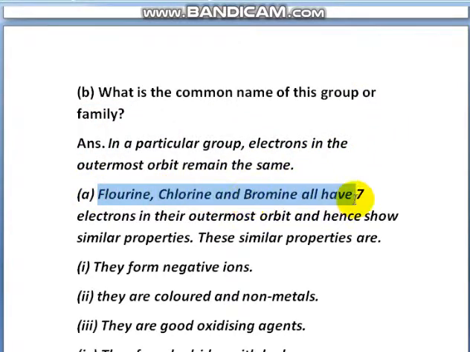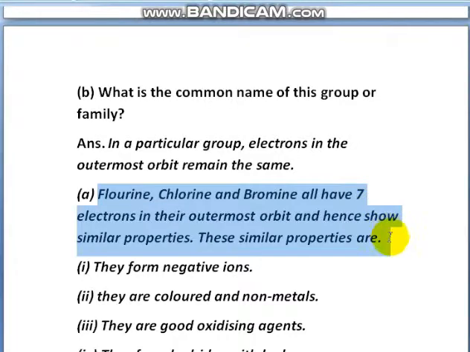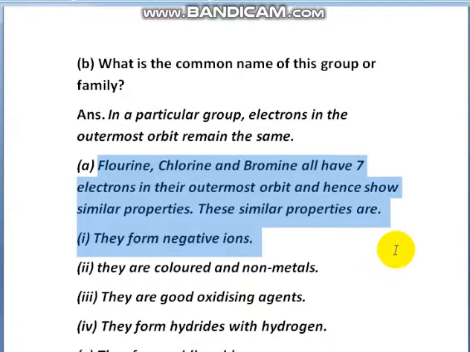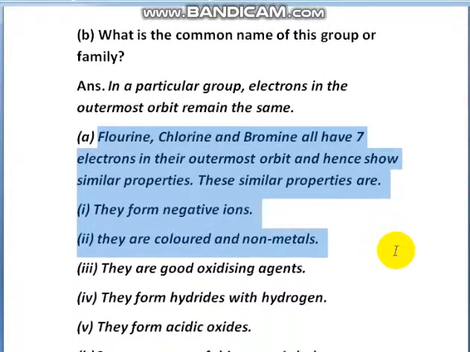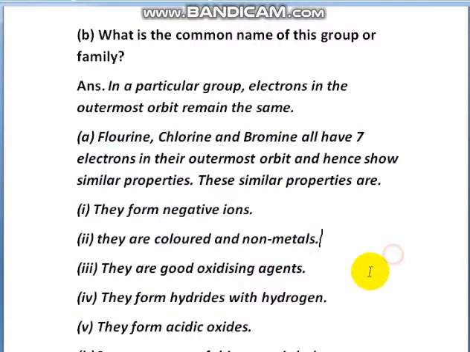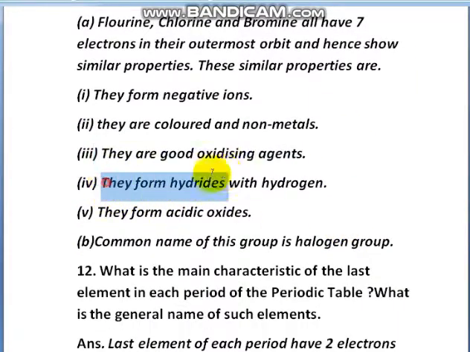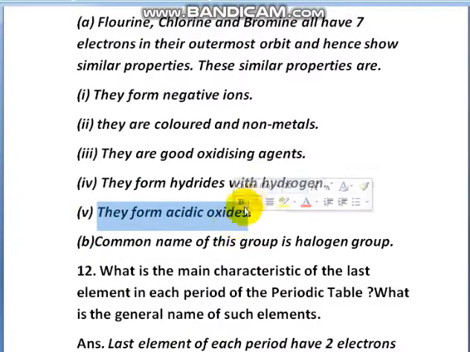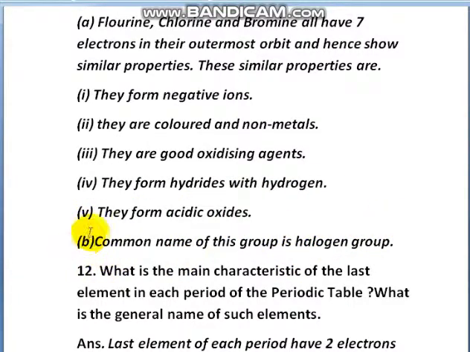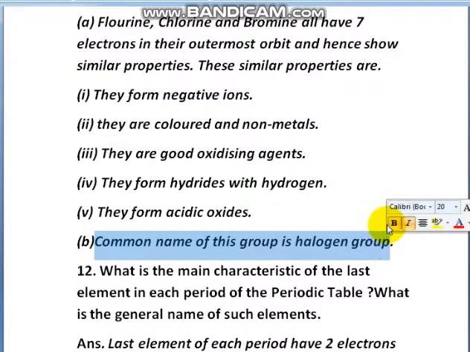Fluorine, chlorine and bromine all have 7 electrons in their outermost orbit and hence show similar properties, and these similar properties are: they form negative ions, they are colored and non-metal, they are good oxidizing agents, they form hydrides with hydrogen, they form acidic oxides. And what is the name of the common group? The name of that common group is halogen group.